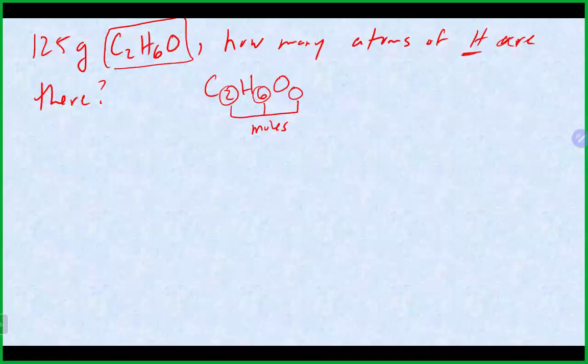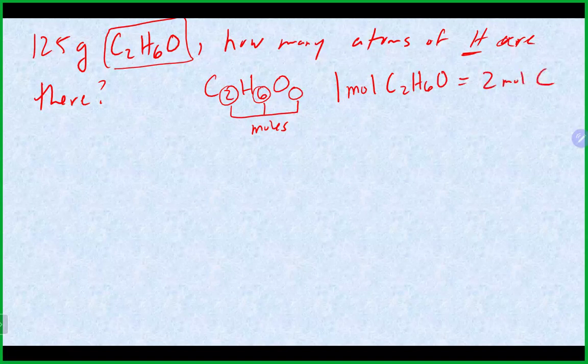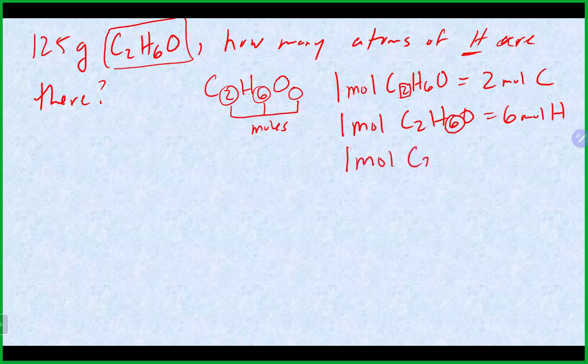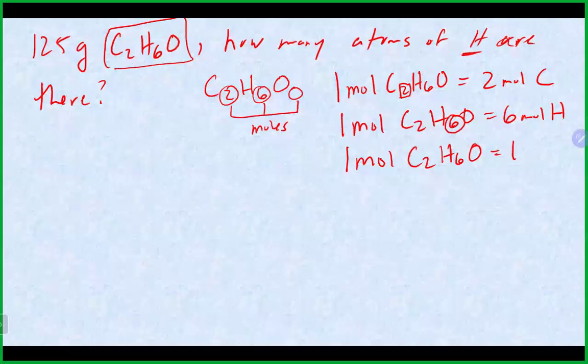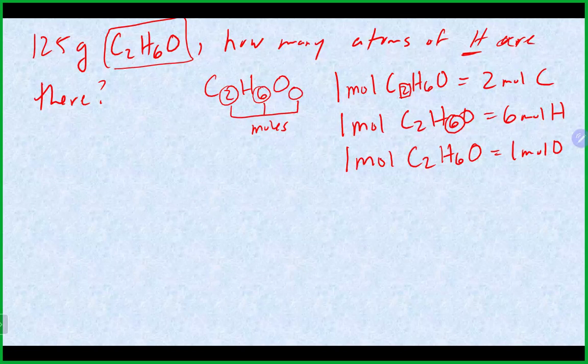We could say, for example, in 1 mole of the entire thing, there would be 2 moles of just carbon. And again, that 2 would come from the little 2 on the bottom. We could also say in 1 mole of this entire thing, it would give me 6 moles of hydrogen. And if we were interested in oxygen, 1 mole of the entire thing would tell us that we have 1 mole of oxygen. So we could use these mole to mole relationships as conversion factors to go from the whole thing to just the element we're interested in.